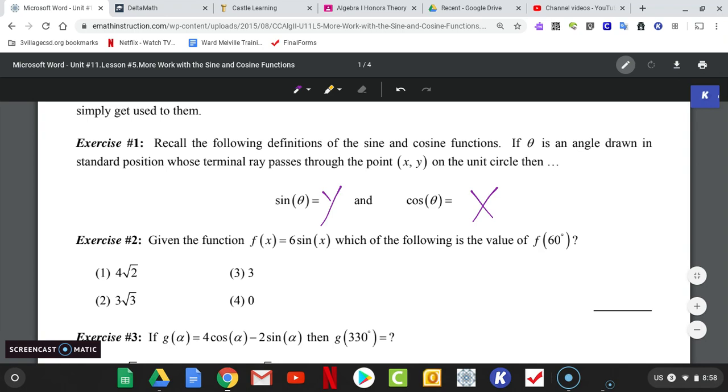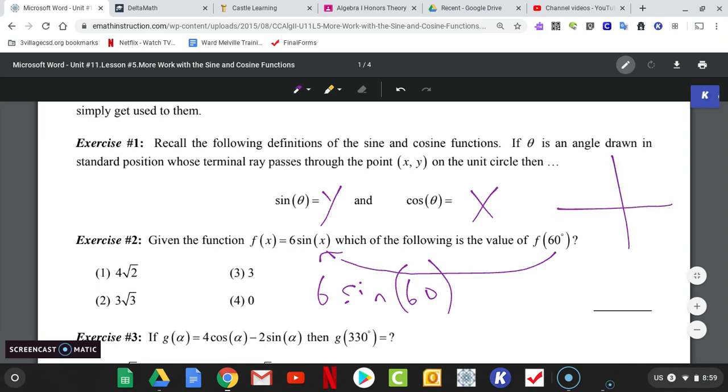Given the function f of x equals 6 sine x, which of the following is the value of f of 60? We're just evaluating a function here, plugging in 60 for x. What's 6 sine of 60? What's the sine of 60 degrees? If you had your unit circle out, you'd see you're talking about this point right there. Sine is the y value for it, and at this point the y value is radical 3 over 2. I have it memorized. You don't probably.